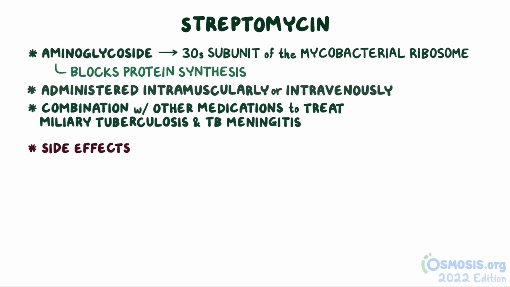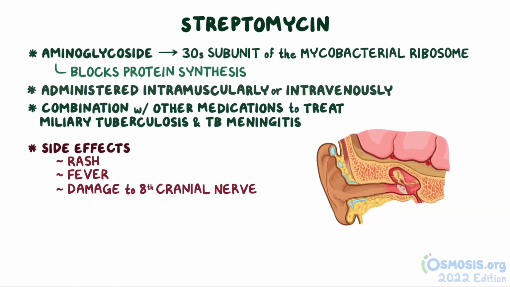The side effects of streptomycin include rash and fever, as well as other side effects caused by damage to the 8th cranial nerve, which causes impaired hearing and balance. Like with other aminoglycosides, nephrotoxicity is also a problem with streptomycin.